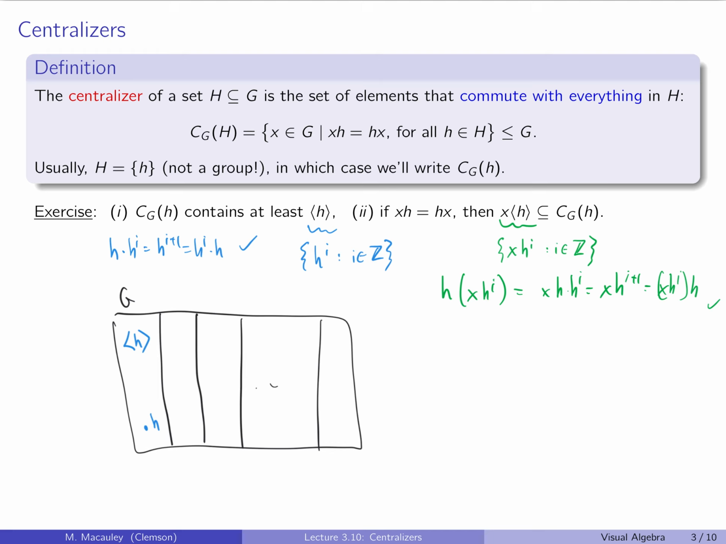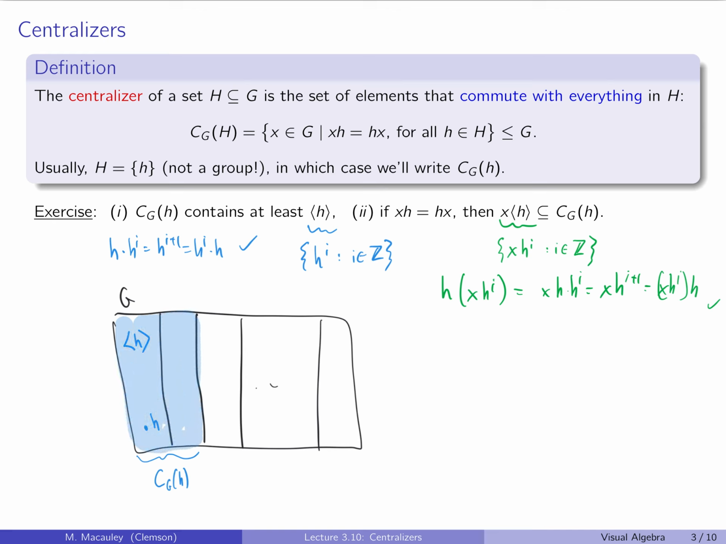Throughout this lecture, I will continue with my coloring scheme that I used for normalizers and cosets. So if the centralizer of an element h consists of a couple of cosets, I will color those cosets blue.